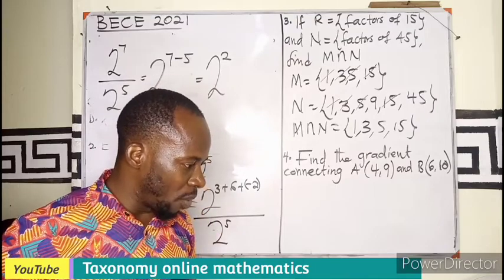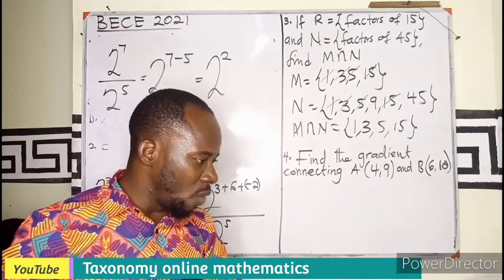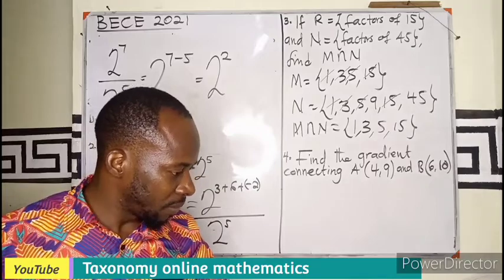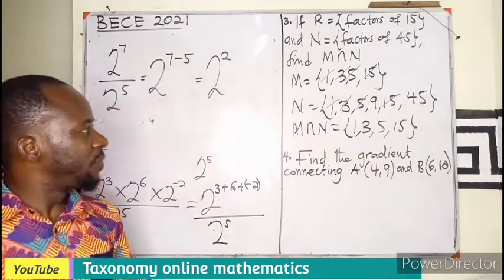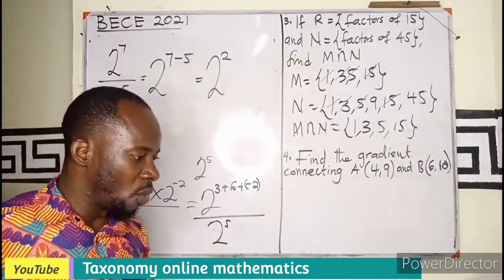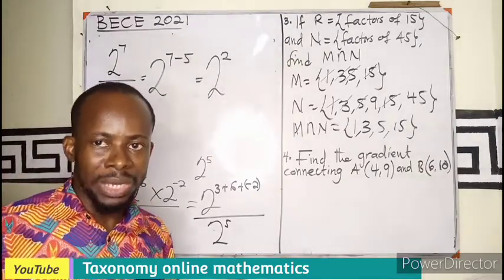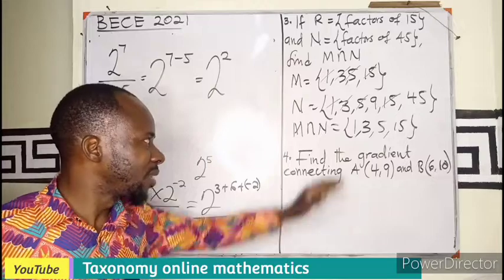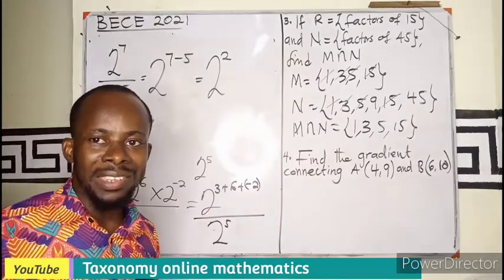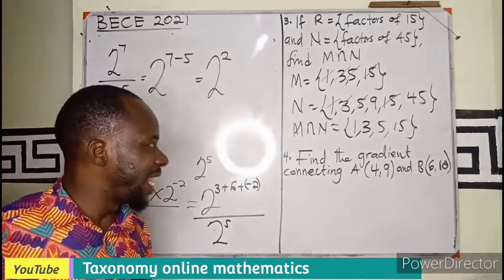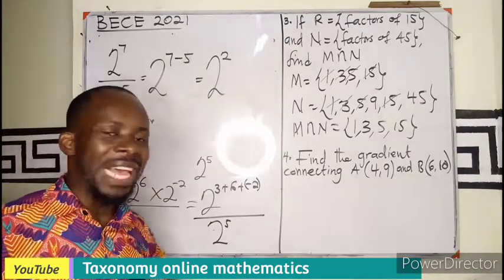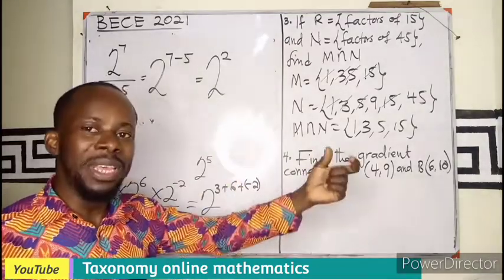So on the possible answers, we are going to have question number 3 to be 1, 3, 5, 15. So that will be possible answer B, option B on the question paper. That will have given us our answer. So easy, right? Alright.